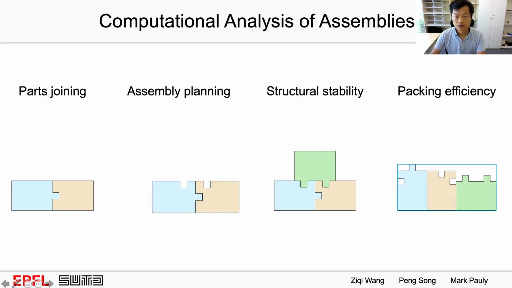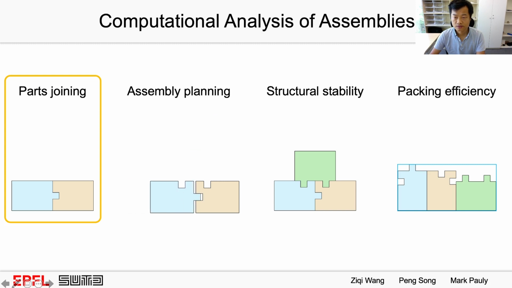In this part, we introduce computational methods to analyze 4 different aspects of assemblies: parts joining, how to join parts together; assembly planning, how to assemble a set of parts into the final assembly; structural stability, what is the performance of the assembly under external forces; and packing efficiency, how to pack the parts as tight as possible. Let's start with parts joining.